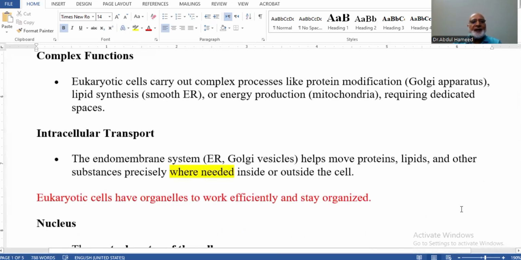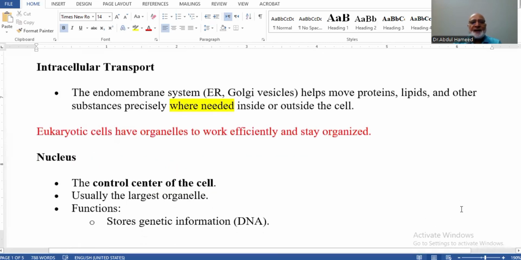And then the intracellular transport. The endomembranous system, for example, endoplasmic reticulum, Golgi vesicles, help to move proteins, lipids, and other substances precisely where they need it, inside or outside of the cell. So eukaryotic cells have organelles to work efficiently and stay organized.